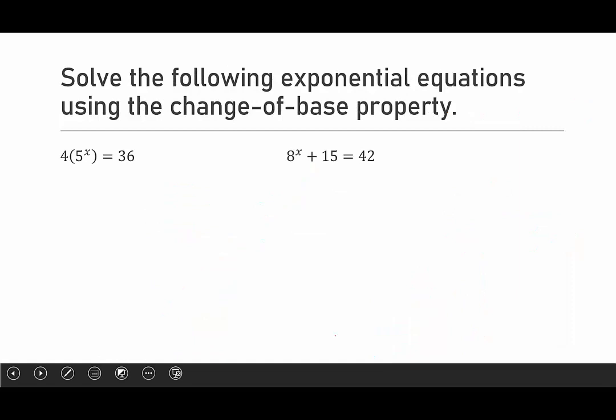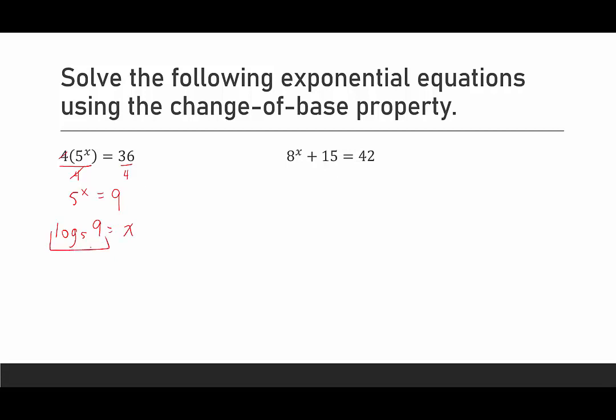Let's look at a few more examples of applying the change of base property. Here we want to get rid of this coefficient of 4. We don't want to get rid of it, we just want to move it to the other side. So we'll divide both sides by 4. This gives me 5 to the x equals 9. Usually it's good to check to see if you can rewrite them as the same base, but we're not going to be able to write 9 as a base 5. So instead, we're going to put this in logarithmic form. That would be log base 5 of 9 is equal to x.